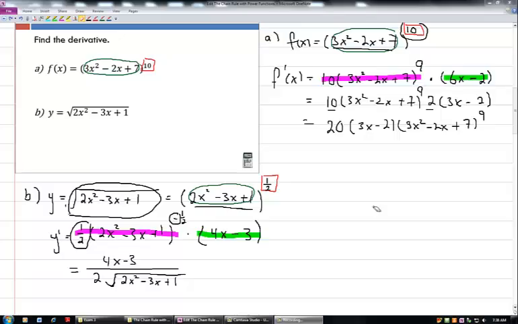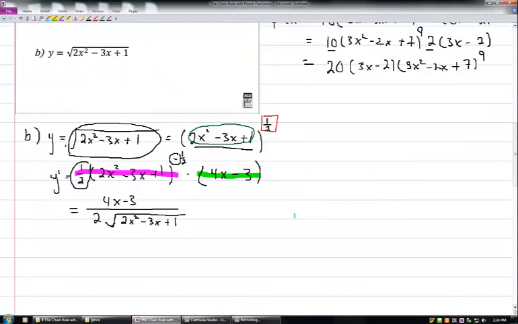I made a mistake up here in part A. This right here and this right here, they should not be 2's. These really should be 1's. When you pull out a 2 from 6x minus 2, you put a 3x here because 2 times 3x is 6x, and you put a 1 here because 2 times 1 is 2. And so there should be a 1 right there.